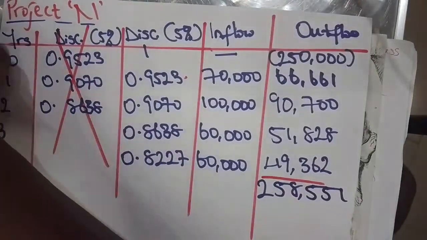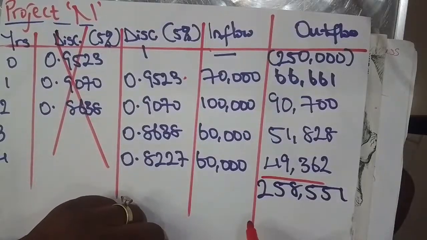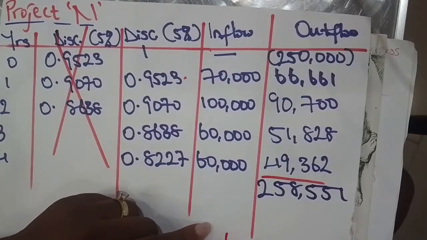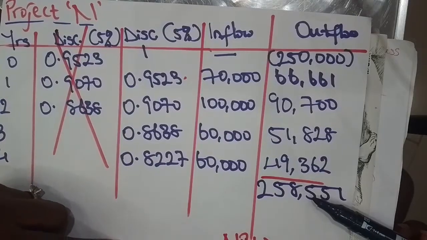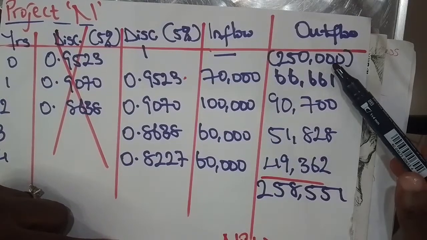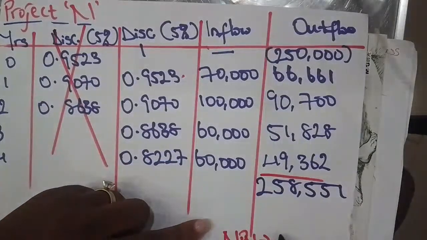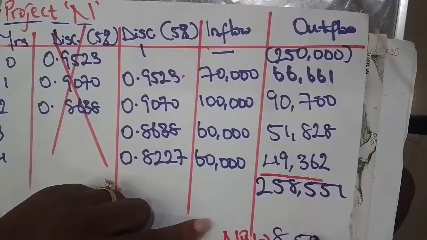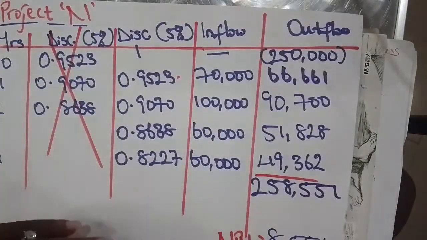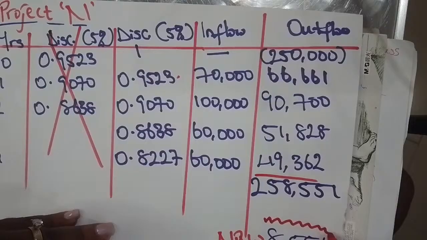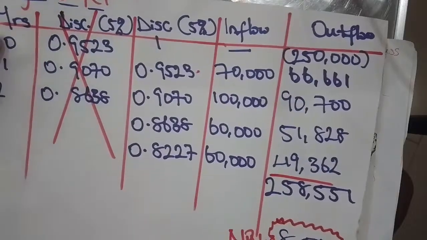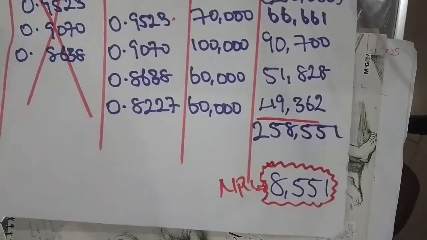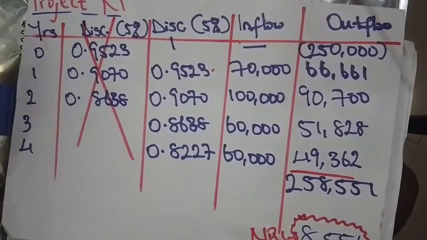So what's NPV? I'm waiting. NPV is 258,551 minus 250,000. So it's 8,551. Now here, you have it. This is the NPV for project N.